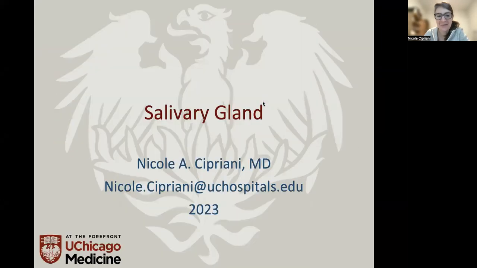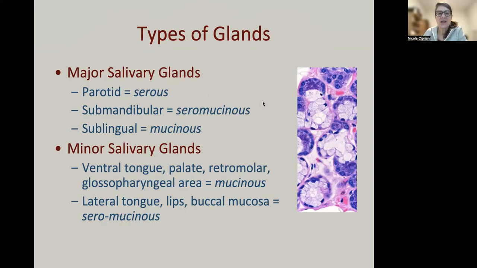So salivary gland. Types of glands are going to be the major and the minor, right? The major are considered parotid, submandibular, and sublingual. And then the minor salivary glands, which are, as you know, pretty much all over the upper aerodigestive tract: the tongue, the palate, lips, buccal mucosa. And depending on the location and whether they are major or minor, the type of cell and the type of secretion that cell produces is going to be different between serous and mucinous.